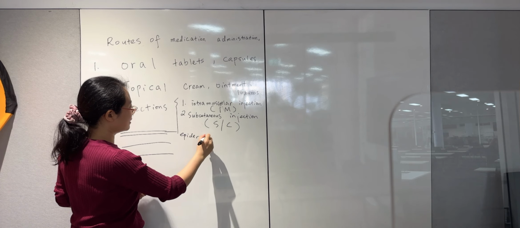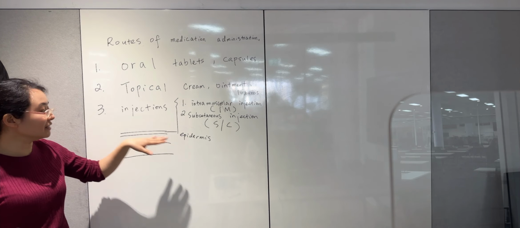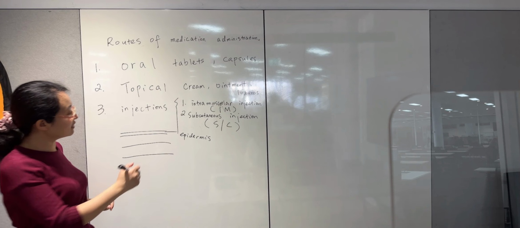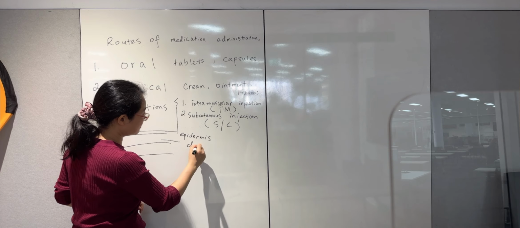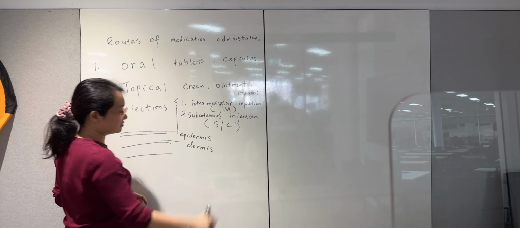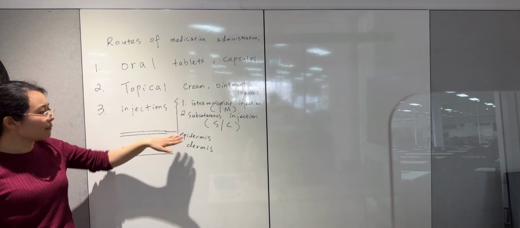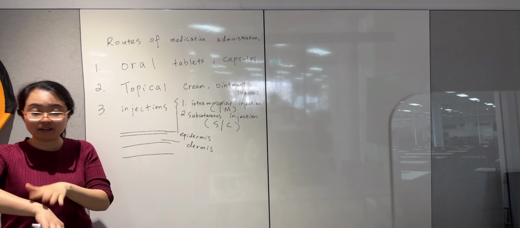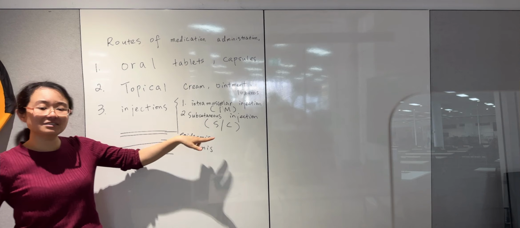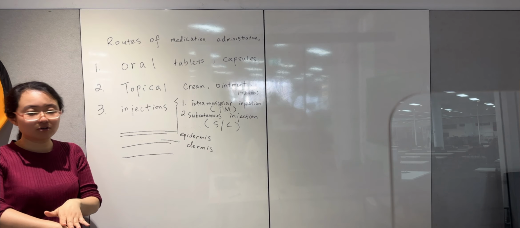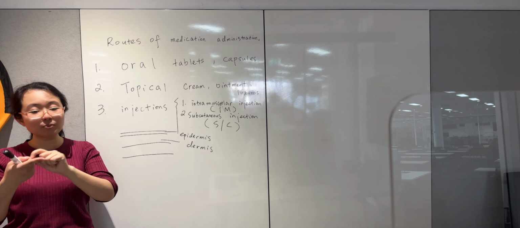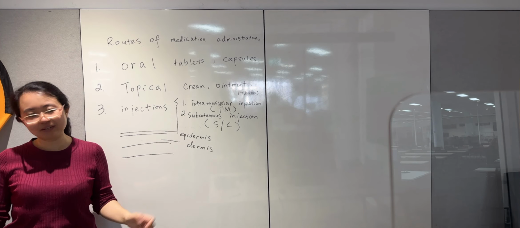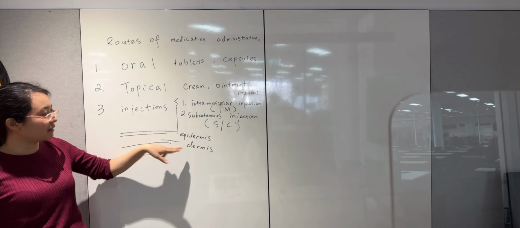Epidermis, that's the first layer of our skin. Now the second layer is called dermis. Epidermis is the superficial layer of the skin, the very top layer. Epidermis doesn't have any nerves or blood vessels, so if you peel the epidermis, you won't bleed and you won't feel pain.